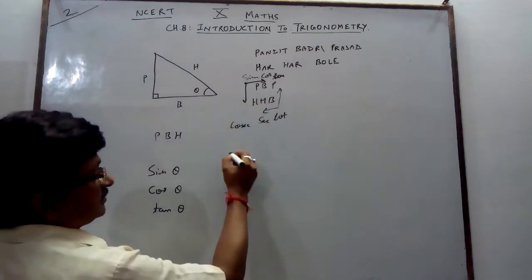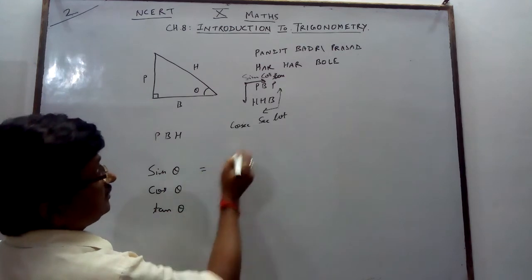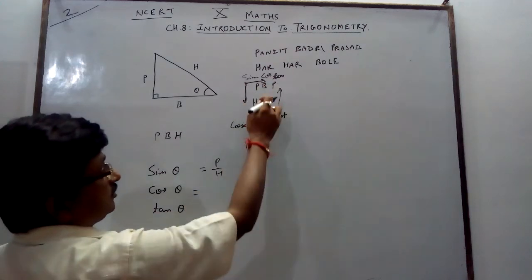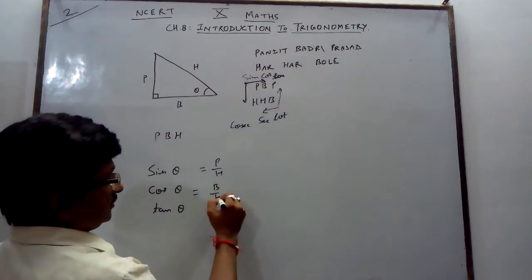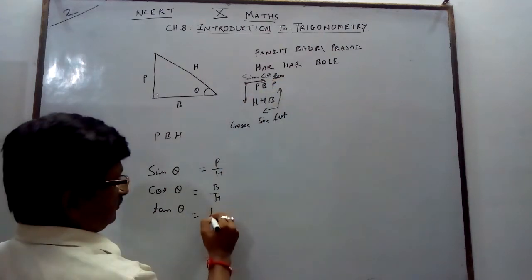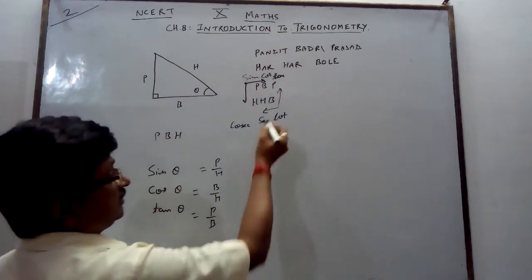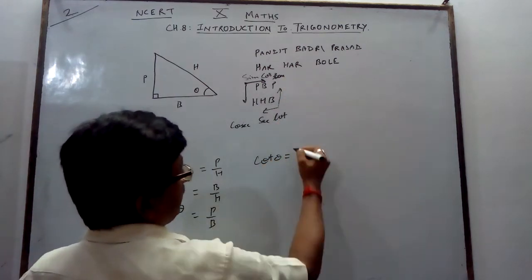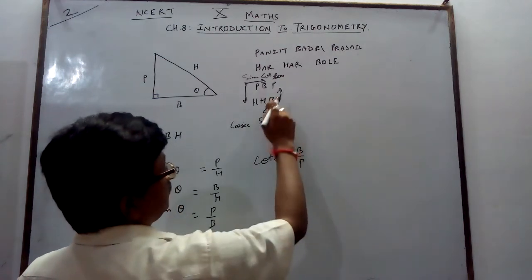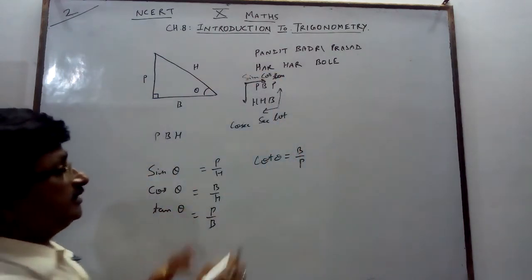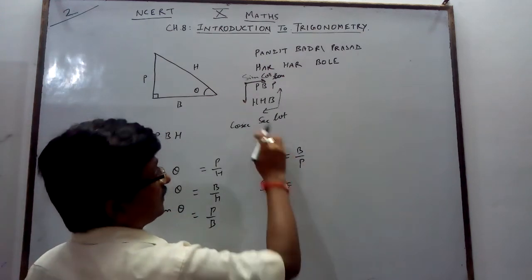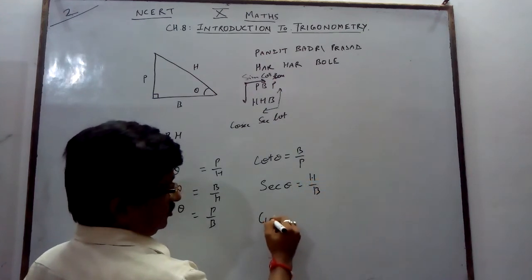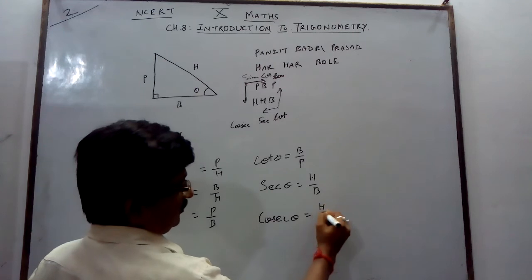How will you write this? Sin theta is equal to, top to bottom, P by H. Cos theta is equal to, top to bottom, B by H. Tan theta is equal to, top to bottom, P by B. Similarly, from bottom to top, cot theta is equal to B by P. When you write from bottom to top, the first one is the numerator and the next is the denominator. And sec theta is equal to, in the middle, H by B, and cosec theta is equal to H upon P.